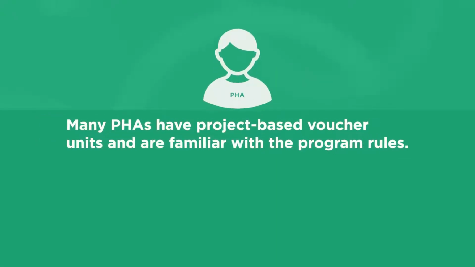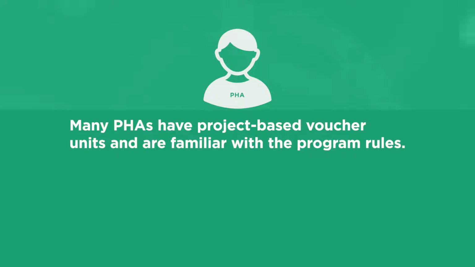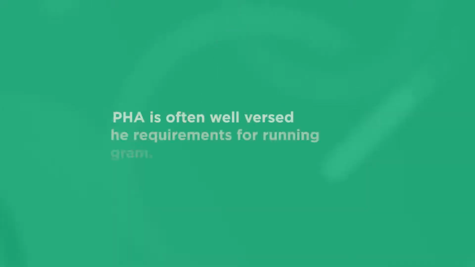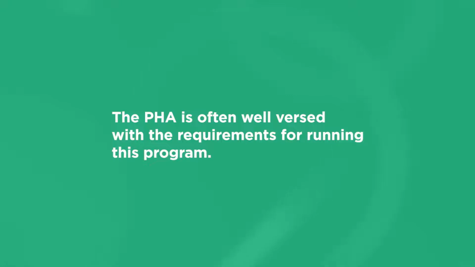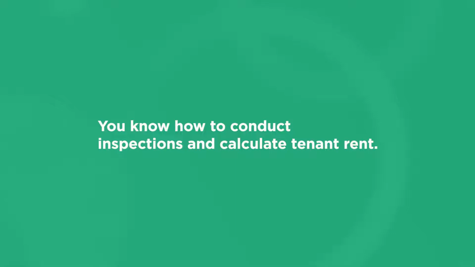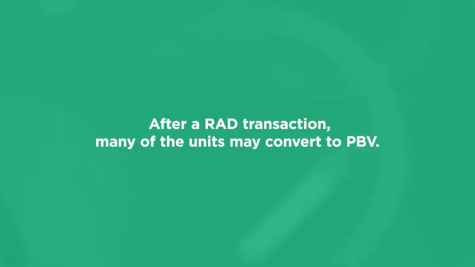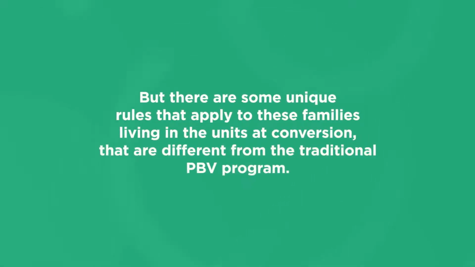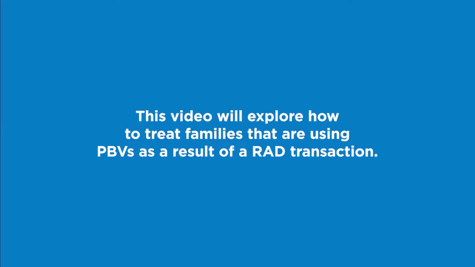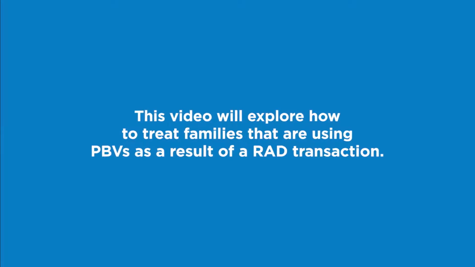Many PHAs have project-based voucher units and are familiar with the program rules. The PHA is often well-versed with the requirements for running this program. You know how to conduct inspections and calculate tenant rent. After a RAD transaction, many of the units may convert to PBV, but there are some unique rules that apply to these families living in the units at conversion that are different from the traditional PBV program. This video will explore how to treat families that are using PBVs as a result of a RAD transaction.